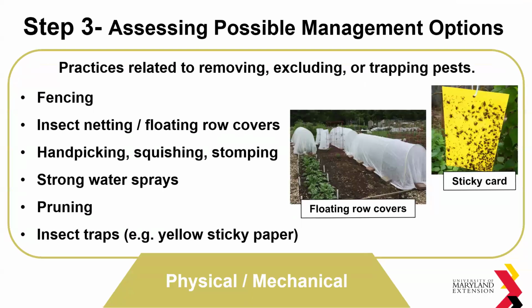Next, moving up our control pyramid, we have physical, also known as mechanical controls, which are practices related to removing, excluding, or trapping pests. So things like deer fencing, insect netting, or floating row covers, hand picking, squishing, or stomping, like a lot of us are doing with spotted lanternfly, strong water sprays, spraying pests off of our plants, pruning, or even things like insect traps. A lot of times people will use sticky traps for greenhouses or even in indoor settings.